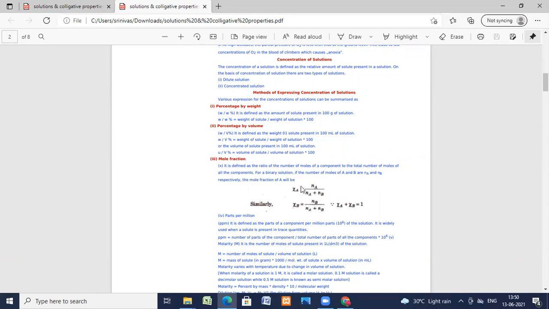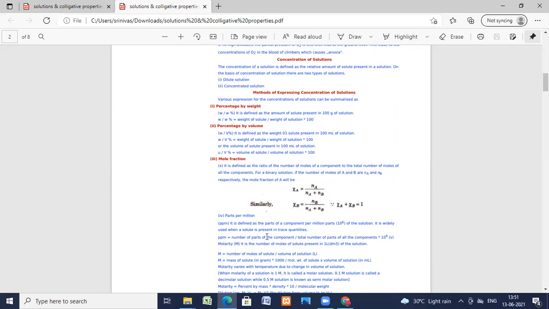So the total of the mole fractions is always equal to unity. There can be any number of components, but the sum of the mole fractions will be equal to 1. Xa plus Xb plus Xc and so on will be equal to unity.